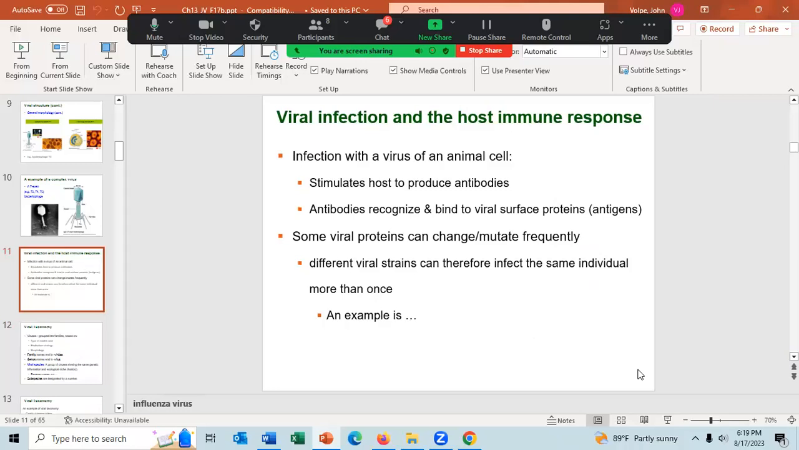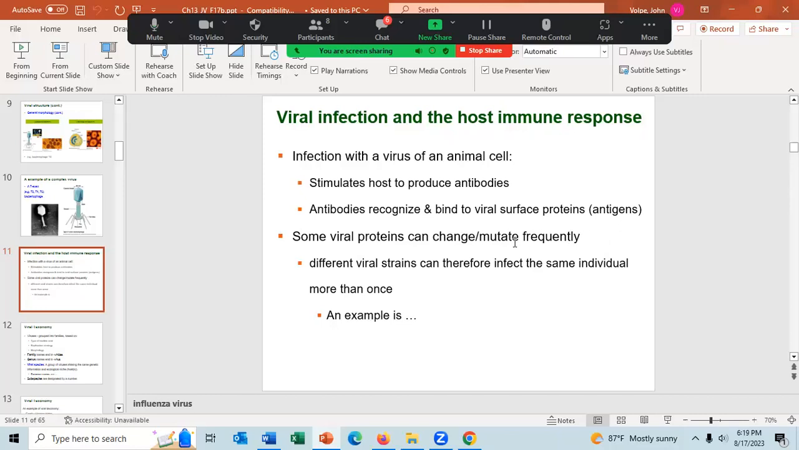So what happens when a virus infects a host cell? The host will respond with their immune system. Infection of a virus with an animal cell stimulates the host immune system to produce antibodies. Antibodies recognize and bind to viral surface proteins that are always the furthest most out, why I've got the name surface in there. And these we call antigens, what the host recognizes as foreign and then mounts an immune response against. That is an antigen.